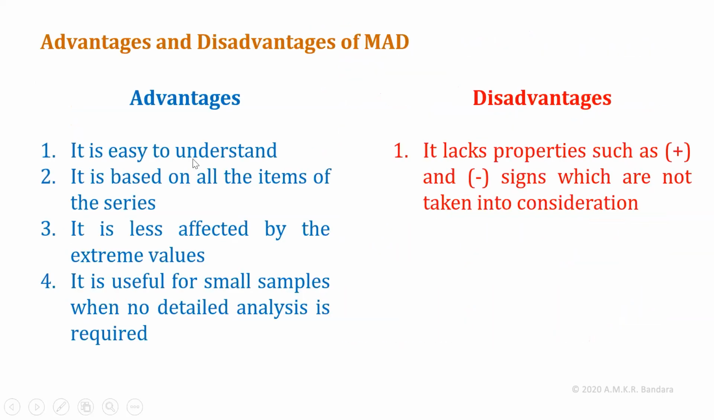So we have some advantages and disadvantages of mean absolute deviation. The advantage is each and every observation contributes to construct the measure. It is easy to construct and easy to understand. And the disadvantage is sign is not considered when we calculate this deviation. We don't know in which direction it is deviating.